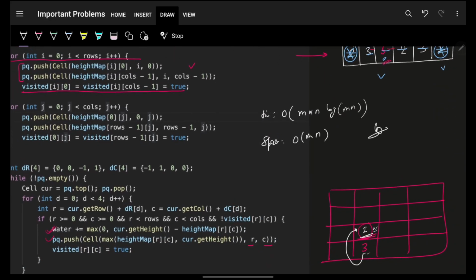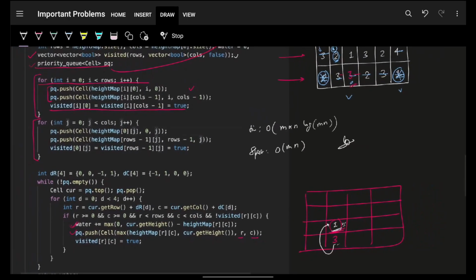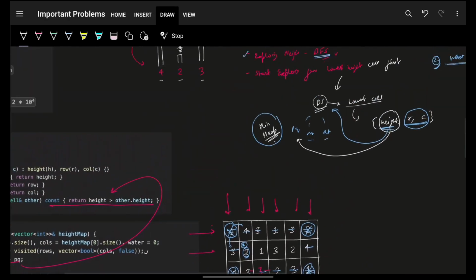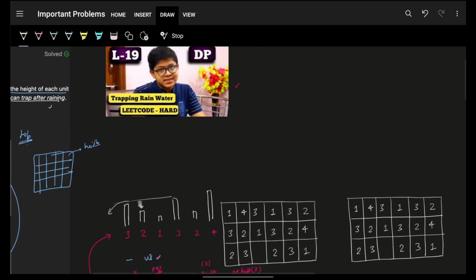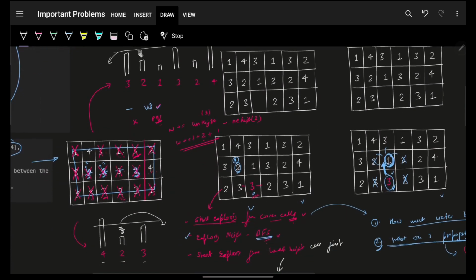Cool, I hope you guys got it. Again, it is not that tricky, but you might get confused on applying the trapping rainwater approach again. But if you just make one edge case, you will easily figure out the strategy to solve this problem. Bye bye, take care.